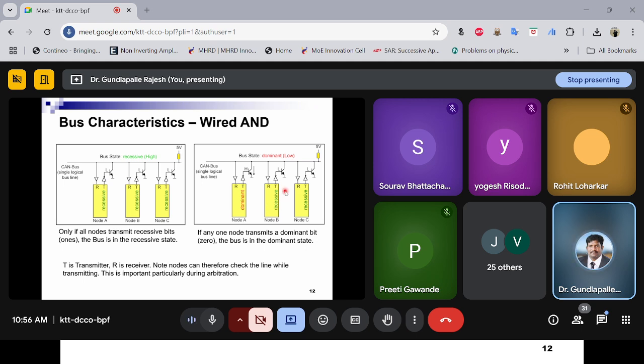In recessive mode, since the transistor is in off condition, no current is going to pass through this transistor, so your state will be high here completely. So what is this R and T? R and T here are known to be the receiver and transmitter, whether the node is acting as a receiver or whether the node is acting as a transmitter.